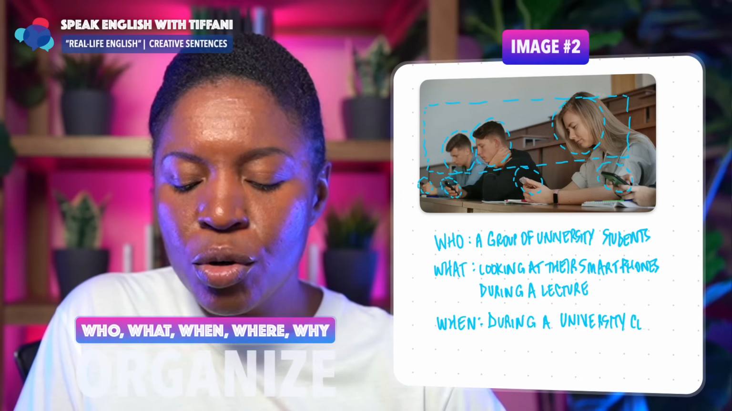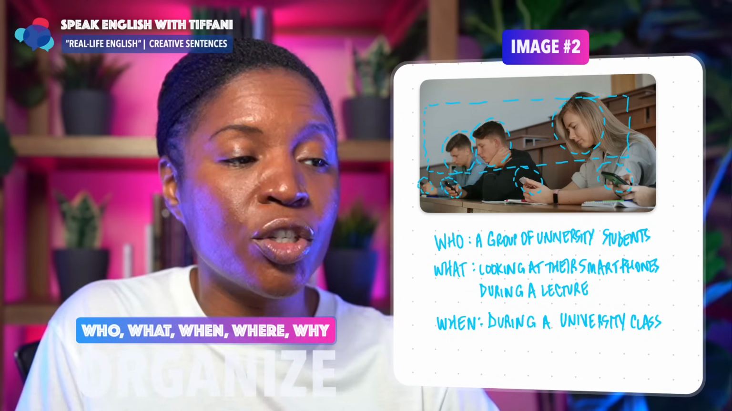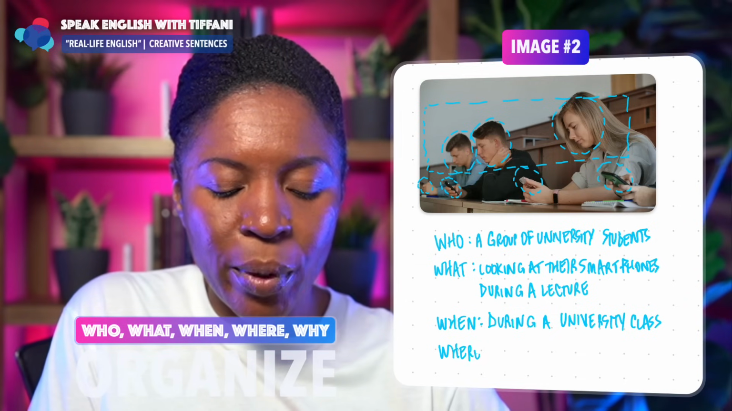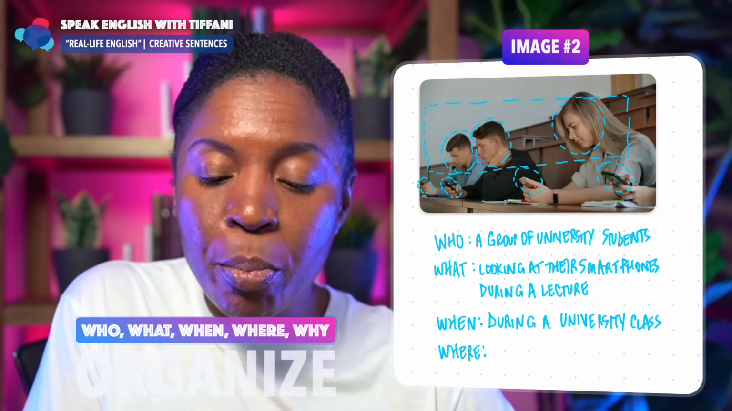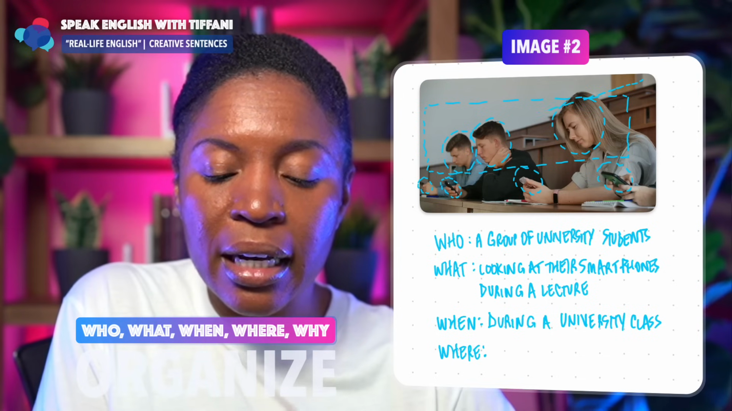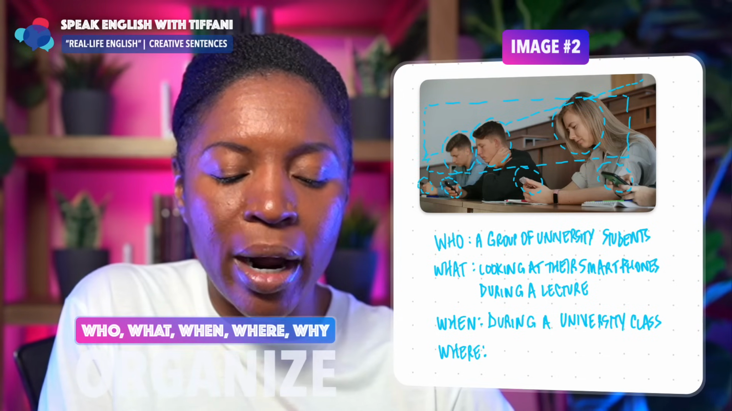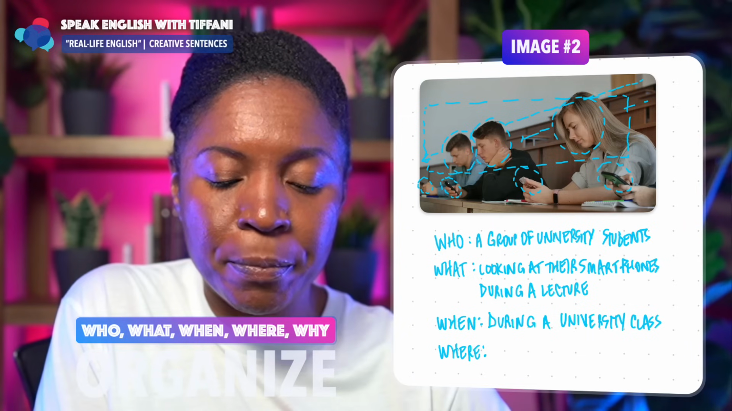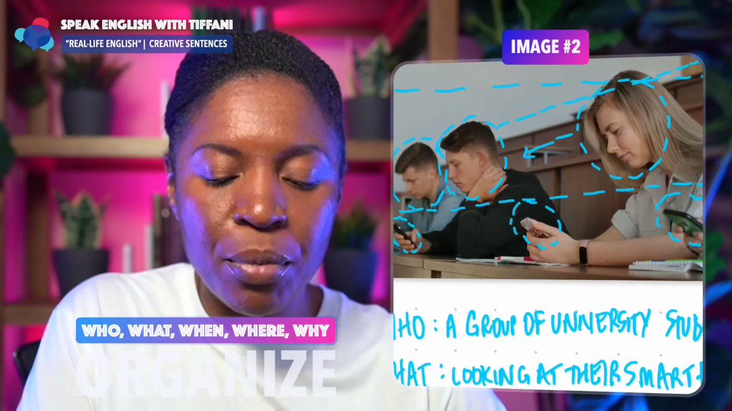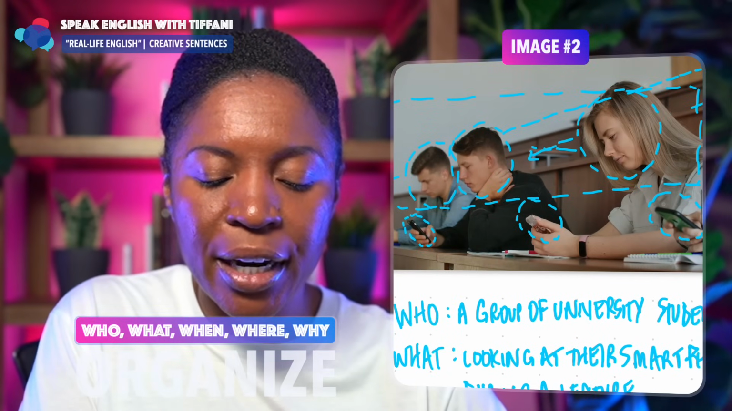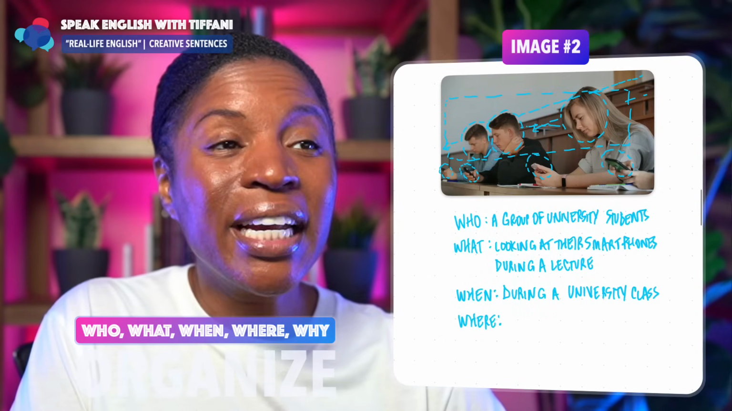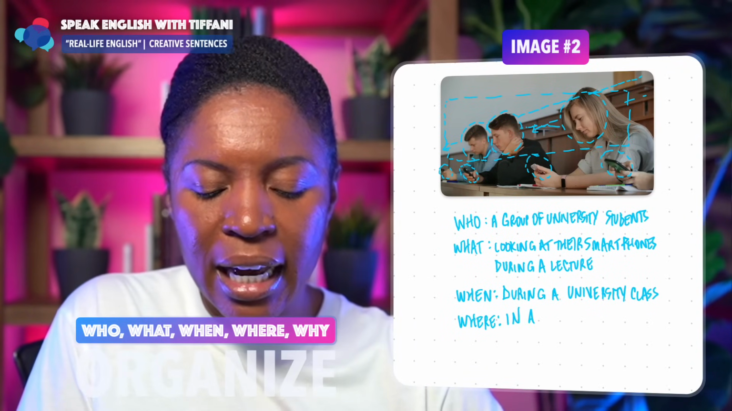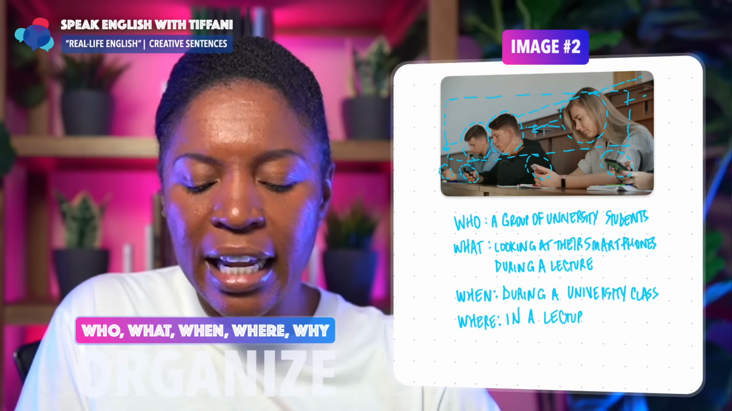And we have 2 more W's to answer. Where? Now the where, we can simply look at the background, all right? It looks like a lecture hall, right? We see the way that the seats are structured in the background. We see that there are also tables, desks right here. So we can say in a lecture hall.